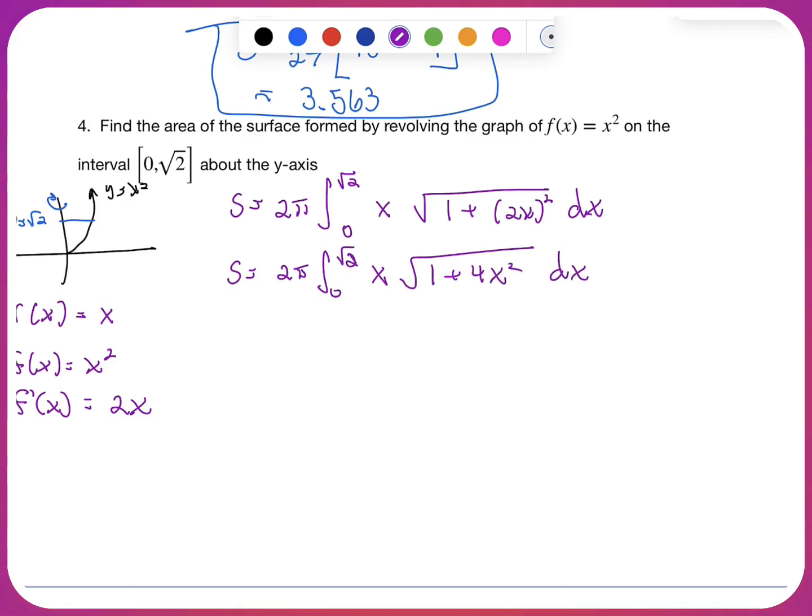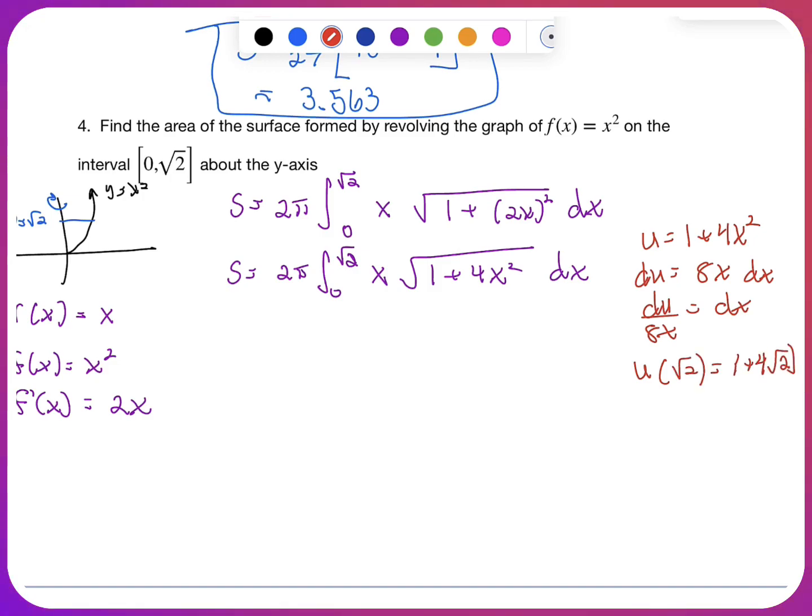And then I'm going to use u-substitution again. So I'm going to let u equal my inside function, 1 plus 4x squared. And so du is going to be equal to 8x dx, which means that dx can be replaced with du divided by 8x. And I need to find my new upper and lower bounds. So u of the square root of 2 is equal to 1 plus 4 times the square root of 2 squared. The square root of 2 squared is 2. 4 times 2 is 8. 8 plus 1 equals 9.